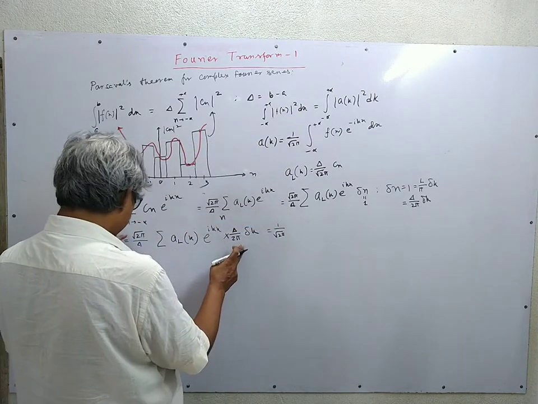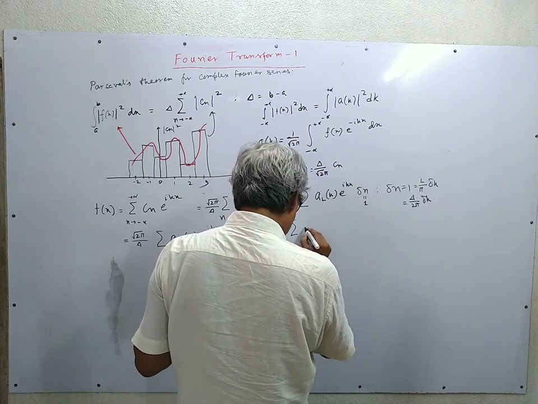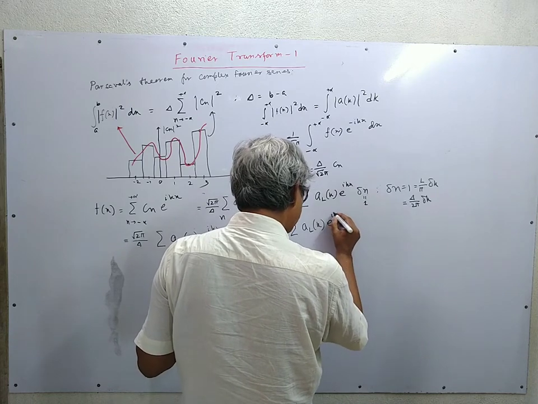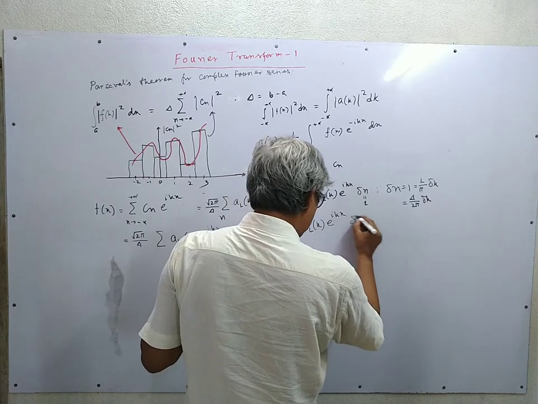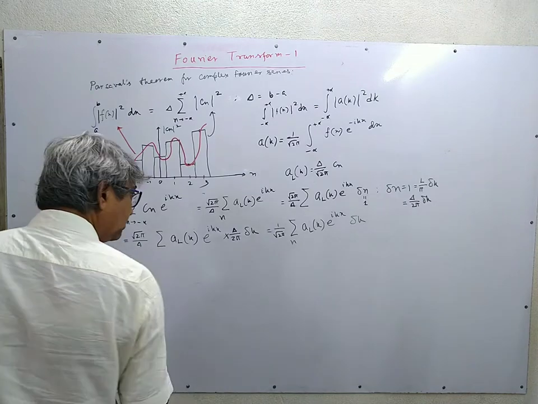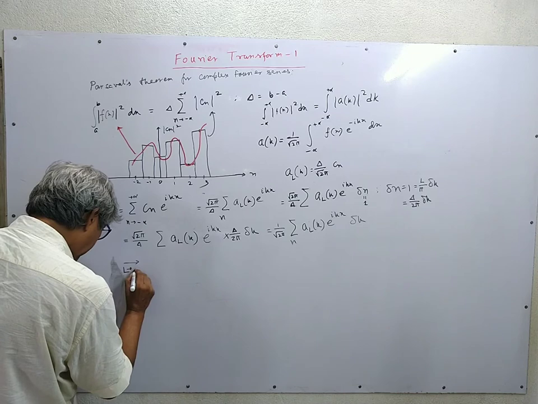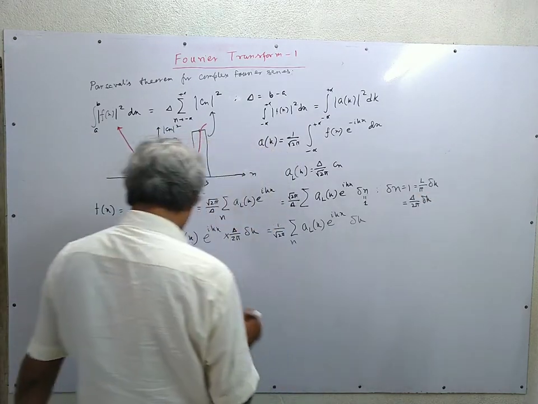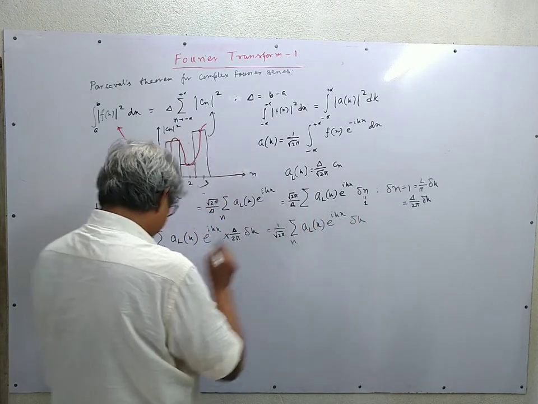This is this adjustment. Then we will have AL of k e to the power I kx delta k sum over n, which in the limit L tends to infinity, this becomes very small, and we can convert this series sum by an integral.